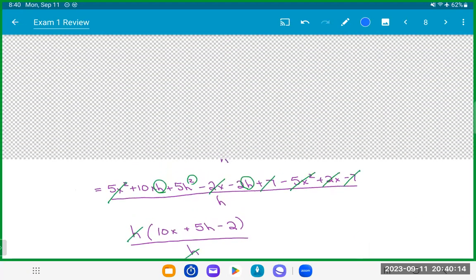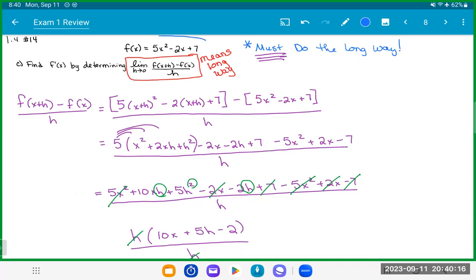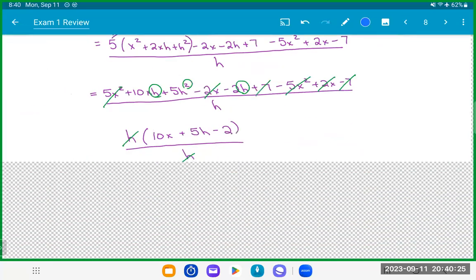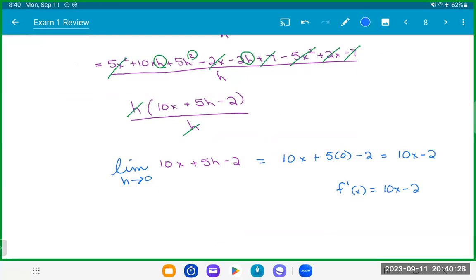And again, we can check that, right? If I use my power rule knowledge, I know that that derivative is 10x minus 2. Okay? Question.